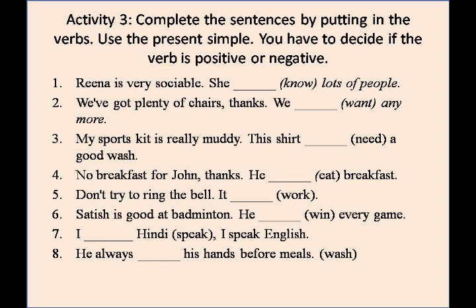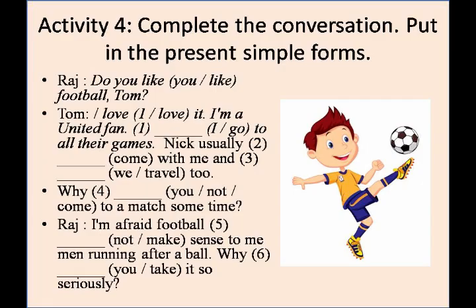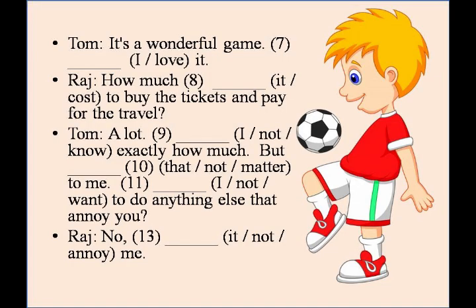In the third activity, you have to complete the sentence by putting in the verbs. Use simple present tense. It may be positive or negative also. You have to apply the simple present tense rule here. In the fourth activity, you have to again complete the conversation and apply the simple present tense form of the verb. There is a conversation between Raj and Tom. You have to apply the simple present tense form. It may be positive or negative.